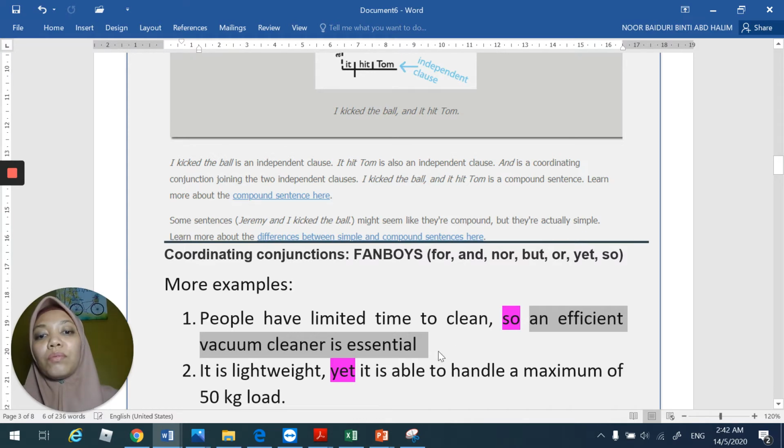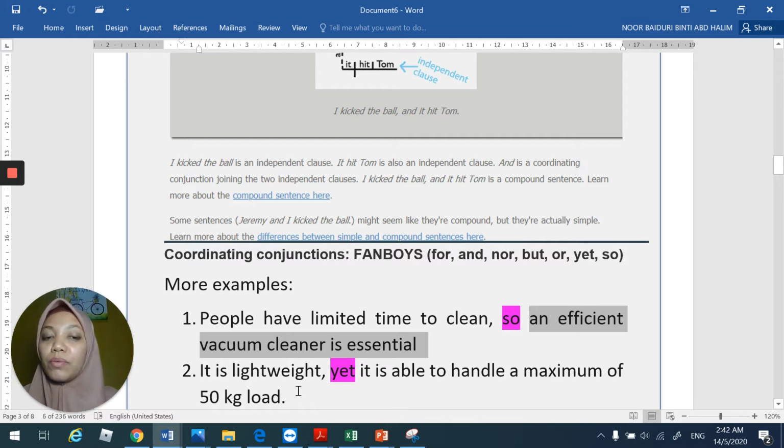This one, you combine using FANBOYS. So which is the correct, the suitable FANBOYS to use? You use "so", because it shows cause and effect, kan? Alright. Number 2, it is lightweight, yet it is able to handle a maximum of 50 kilogram load.